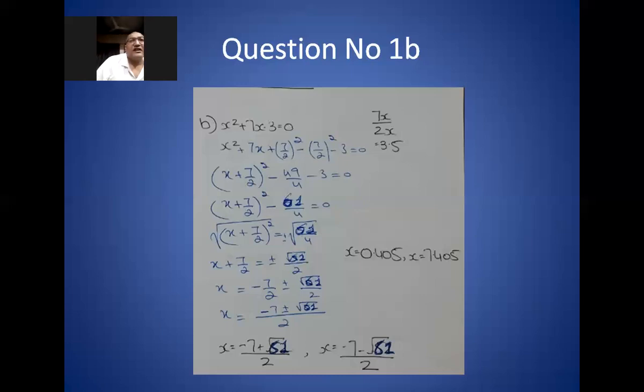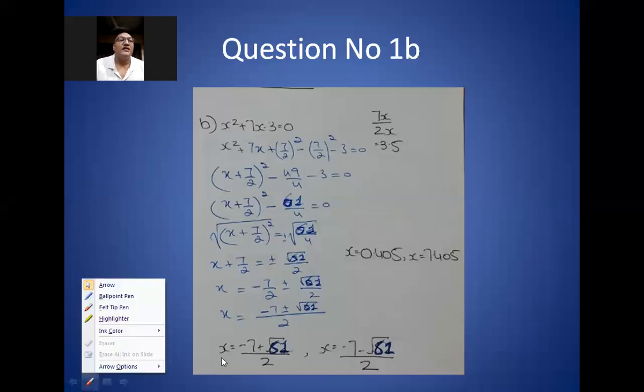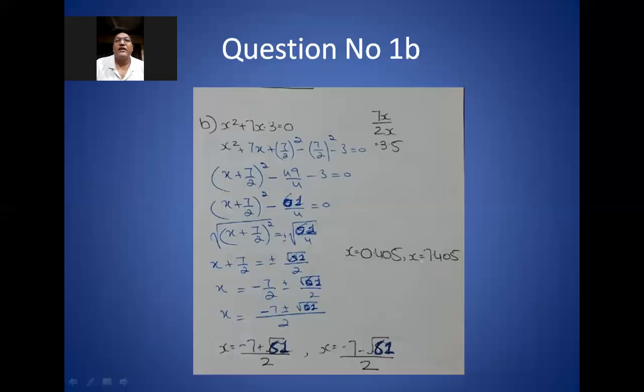7.405. Let me check that calculator, because in my answer I have not written the negative. So minus 7 minus under root 61 equals, divided by 2 equals. So the answer will be minus 7 point. Here we have a negative sign also. Okay, so don't forget to write that negative sign. So here you also have a negative sign. So don't forget to write this negative sign. Minus 7.405. So this is the answer. This is how we do this question, by completing the square method.